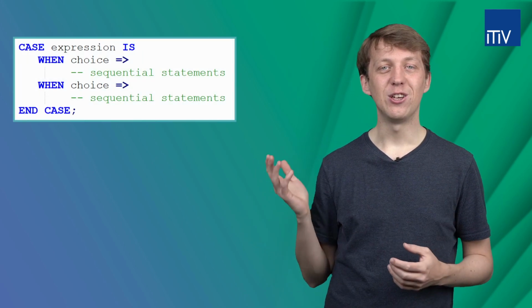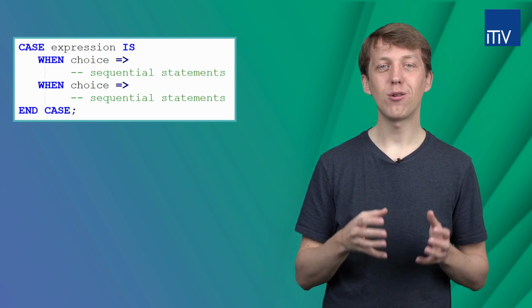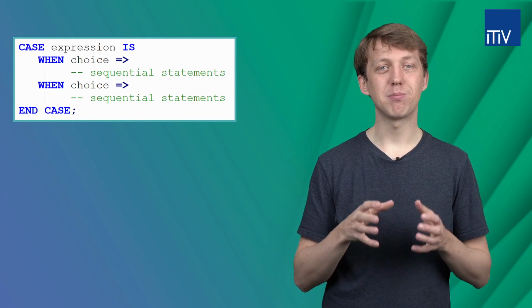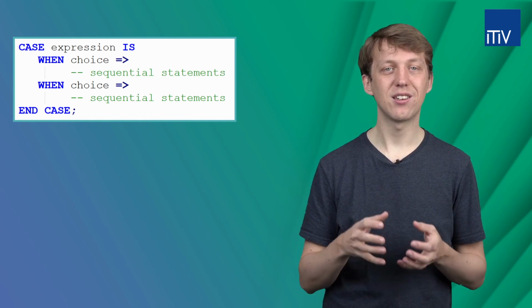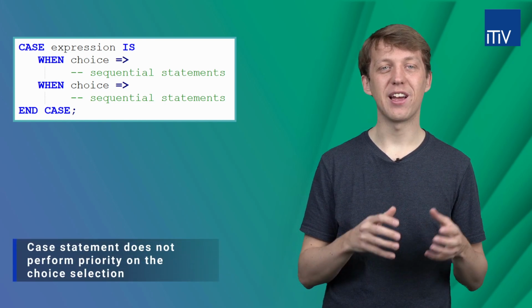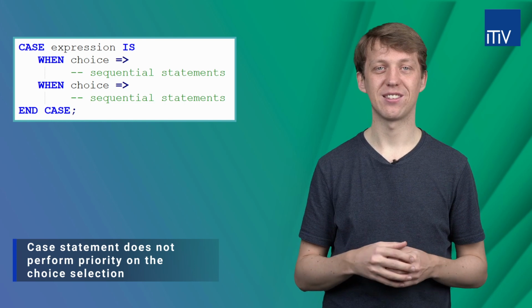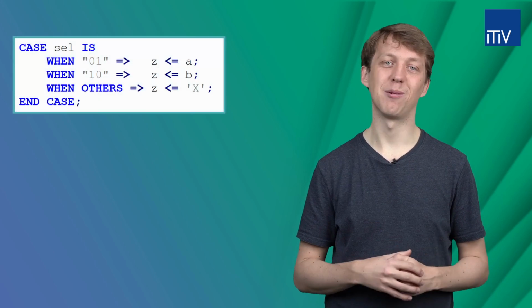On the left, you can see the basic structure of it. Thereby, all possible choices must be included unless the others keyword is used as the last choice. The choices always come with a when keyword in advance. After the arrow, we can then define the behavior of the model for each case based on sequential statements. Let's have a look at a simple example.